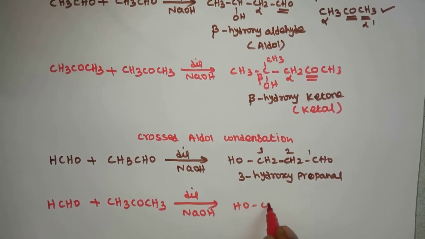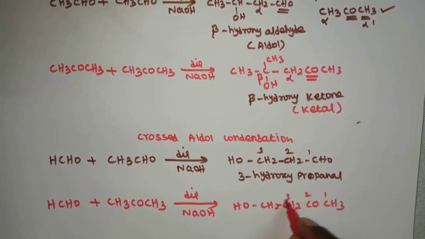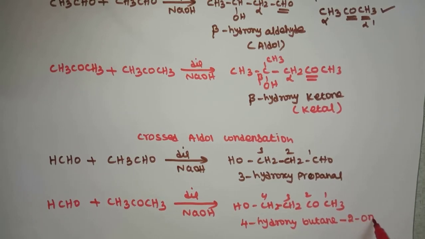HOCH2CH2COCH3. Carbon numbering 1, 2, 3, 4. 4-hydroxy. Four carbons are present, so butane. The second carbon has the functional group, so butan-2-one. Crossed aldol condensation. Aldol condensation also takes place between two different aldehydes or two different ketones, or between one aldehyde and one ketone. Such type of aldol condensation is called crossed aldol condensation.